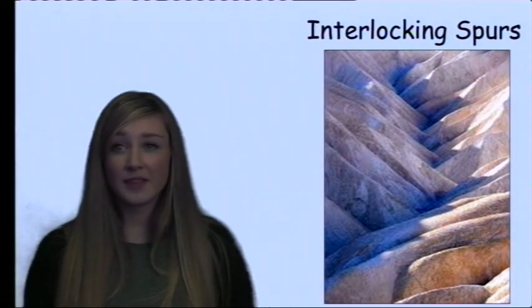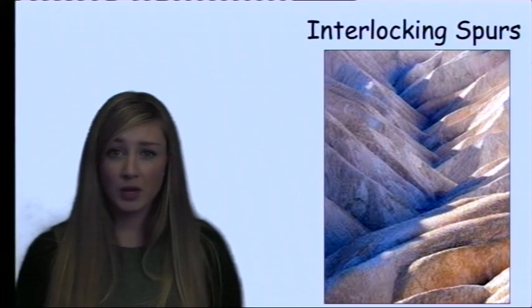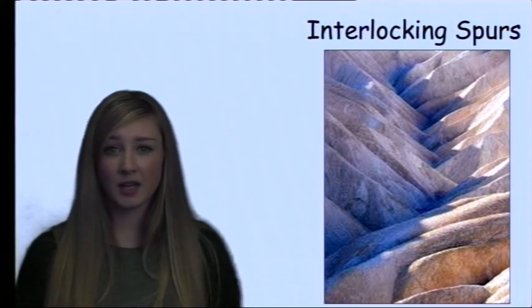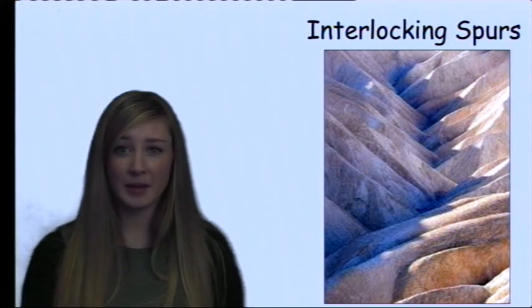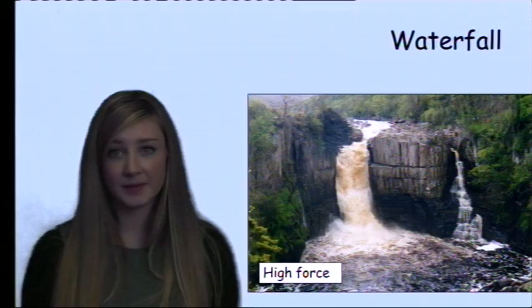Interlocking spurs, that's simply where the river is meandering through the different hillsides that are coming down. It's trying to carve its path through, so you can see that the hillsides are locking into each other, and that's because the water is traversing in and out of these different hillsides.